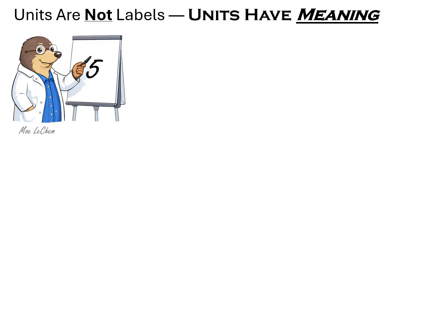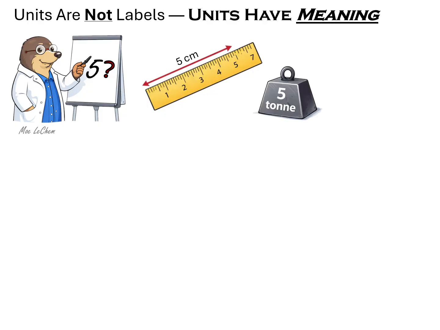In the first example, Mo has written down the number 5 on a piece of paper. And we're like, 5 what? What is he trying to convey? Is he talking about 5 centimeters, 5 tons, or 5 degrees C? There's a big difference. Not all 5s are going to be the same thing.